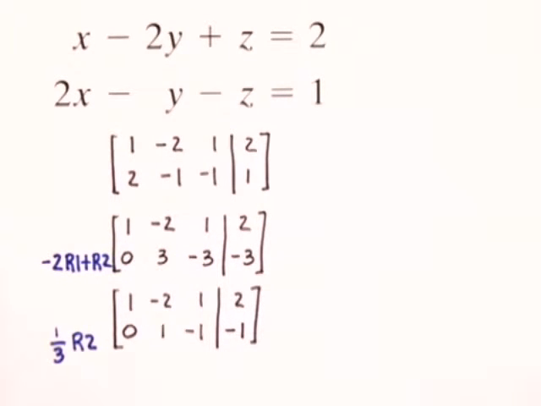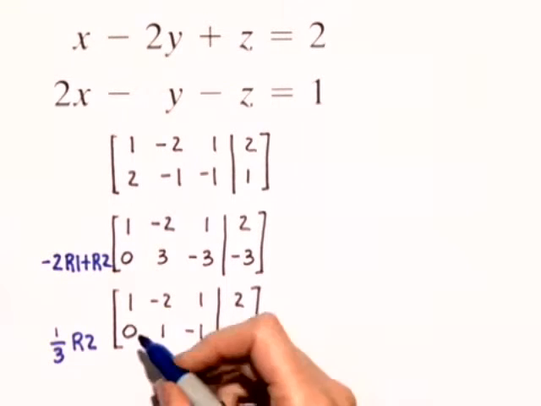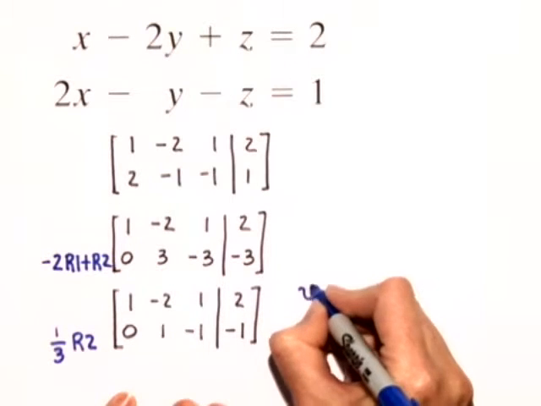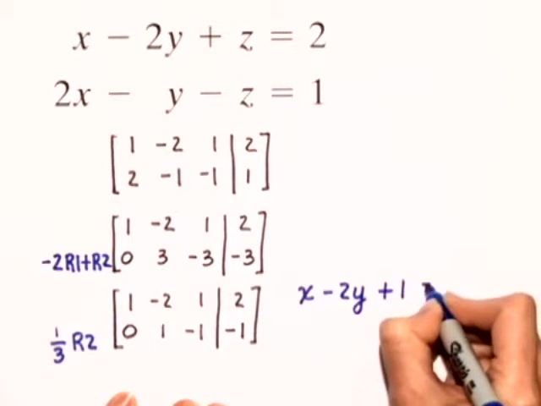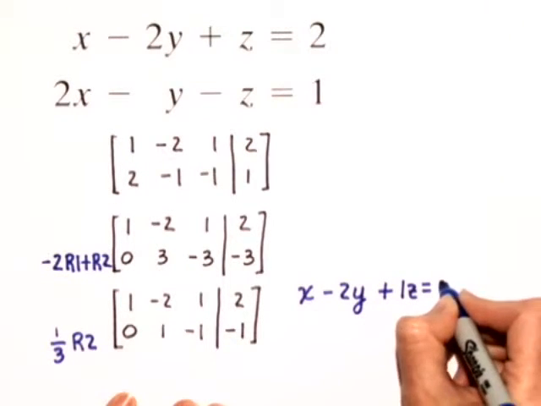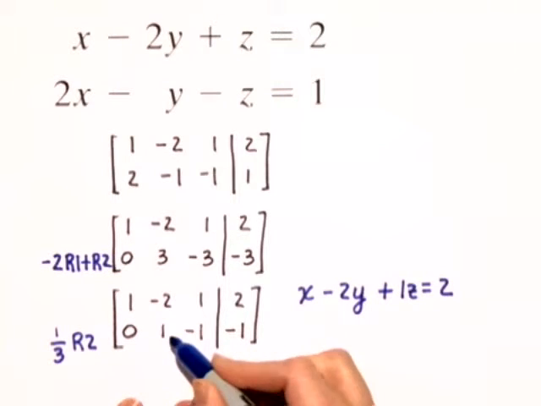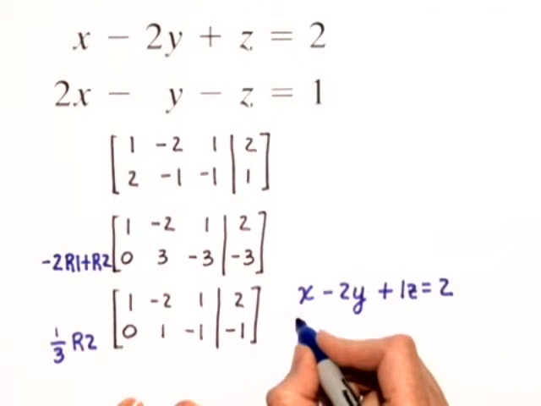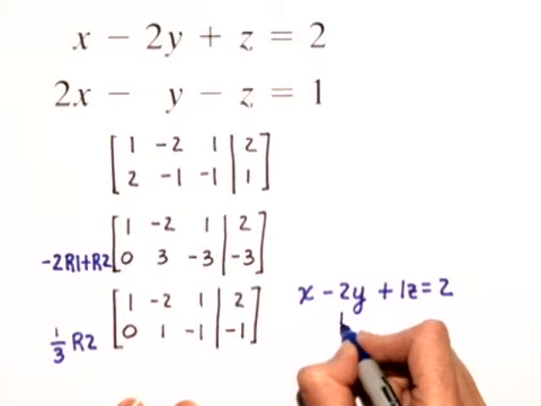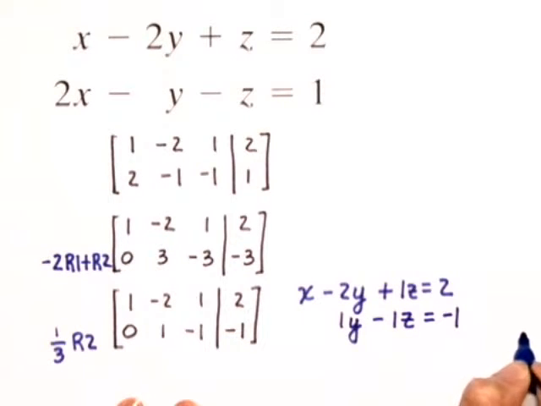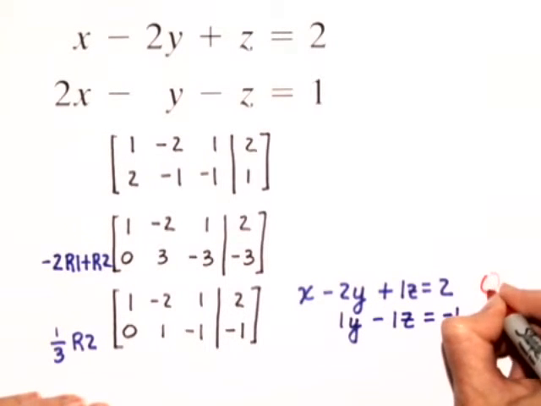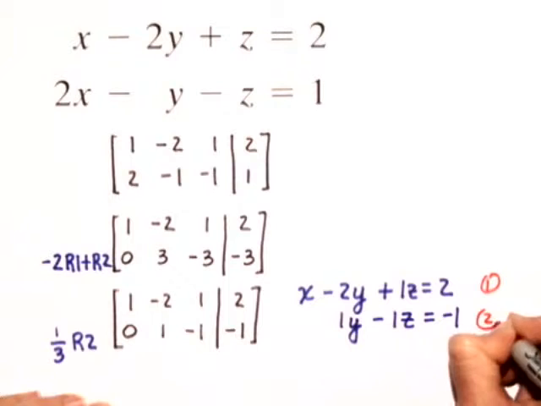Now in this case, let's write down what this augmented matrix means. It really means this first row is x minus 2y plus 1z is equal to 2. And the second row means 0x, so I don't need to write that down, plus 1y minus 1z is equal to -1. And I'm going to call the first one, just for the moment, equation 1. And the second one, I'll call it equation 2.